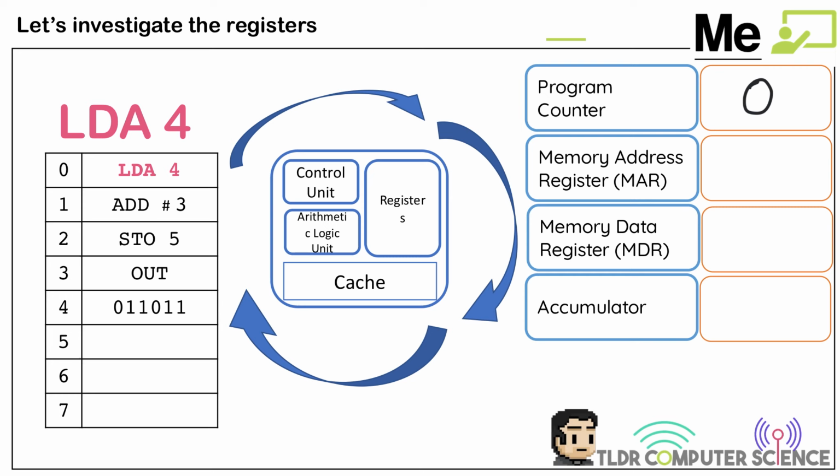Where's the first place I'm going to fetch my address from? Where's the first address I'm going to fetch from? 0. I'm literally going to fetch from here. What happens next? Here's what happens next. The program counter. So is the program counter currently holding an instruction? What's it holding? It's holding, but what does 0 represent? It's an address. And this address gets copied into here. So the 0 gets copied into here.